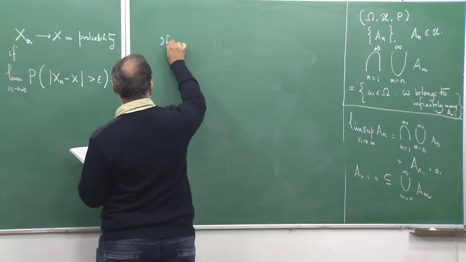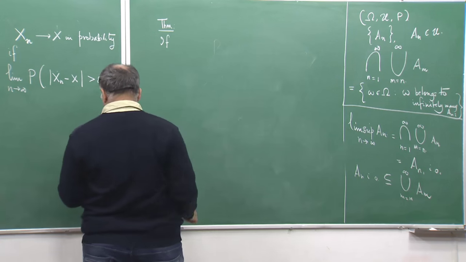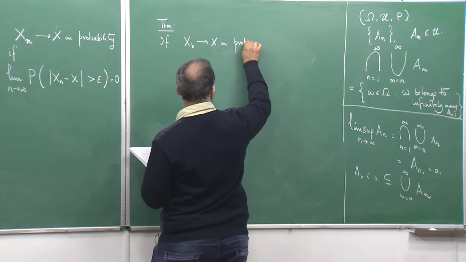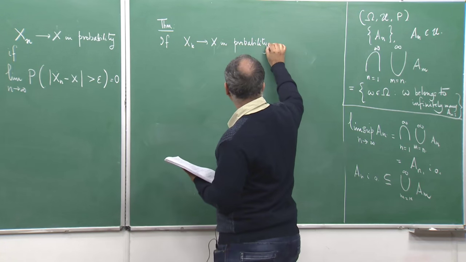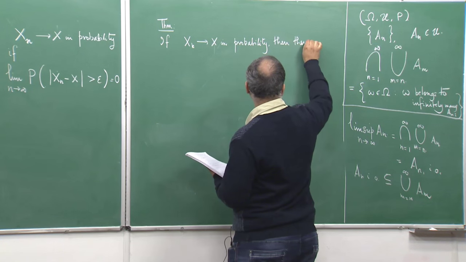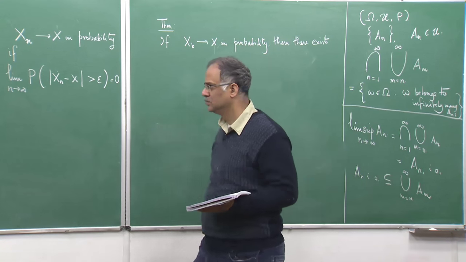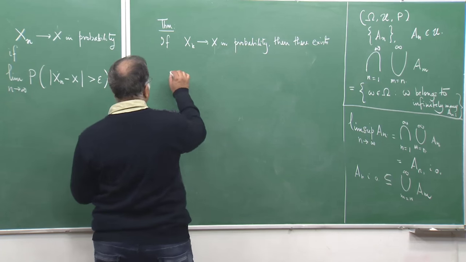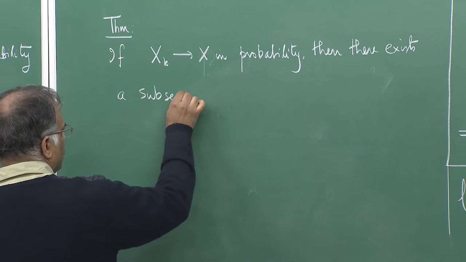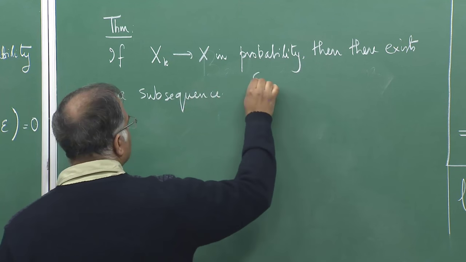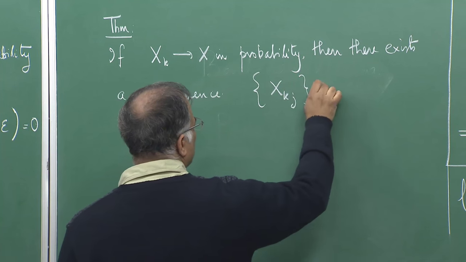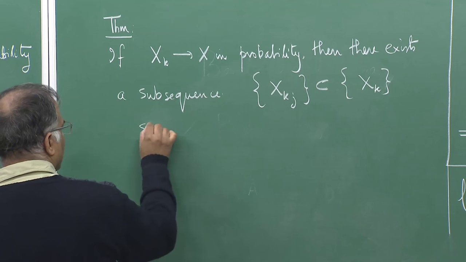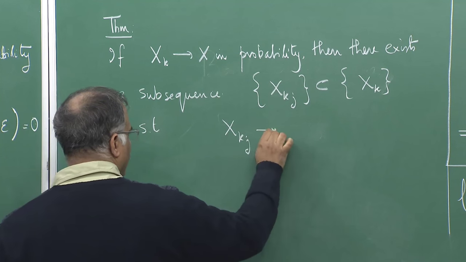So this is a theorem, if you want to write it like this: if Xk converges to X in probability, then there exists a subsequence Xkj of Xk such that this subsequence converges almost surely to X.